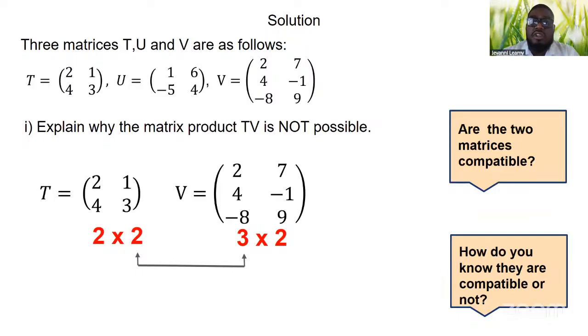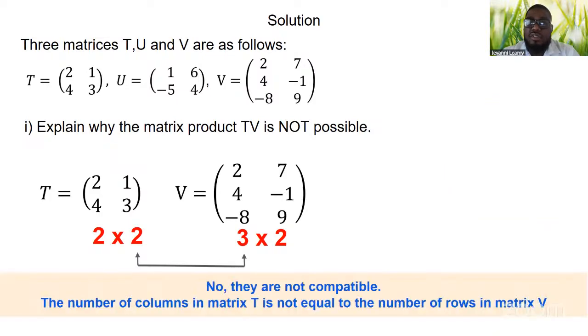So to check compatibility, we use the inner dimensions. As you can see on the screen right now, the arrowheads represent the inner dimensions of the matrices, 2 and 3. So we actually say that they're not compatible. Why? Because the number of columns in the first matrix, which is matrix T, is not equal to the number of rows in matrix V, which is the second matrix. So 2 is not equal to 3. So they're indeed not compatible.